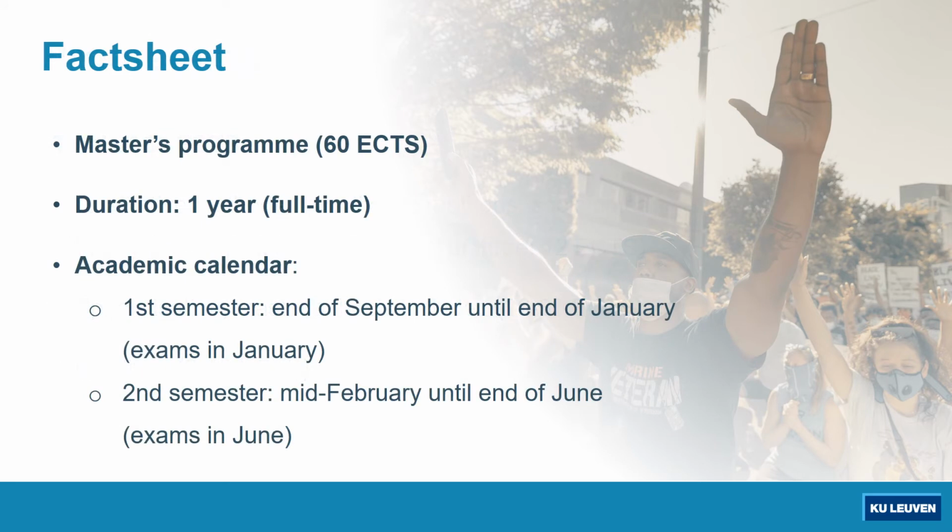The structure of the academic year is simple enough. We have 2 semesters, a first semester that starts at the end of September and lasts until the end of January with exams in January. The second semester starts mid-February and lasts until the end of June, so with examinations in June. The duration of the program is hence 1 year and it consists of 60 credit points.